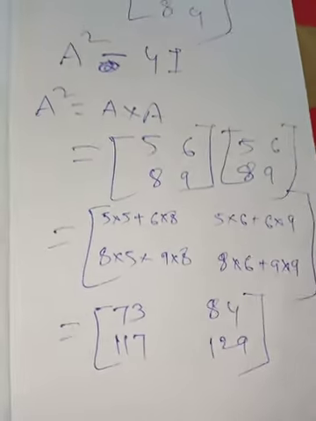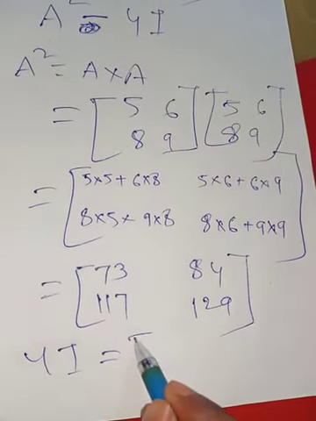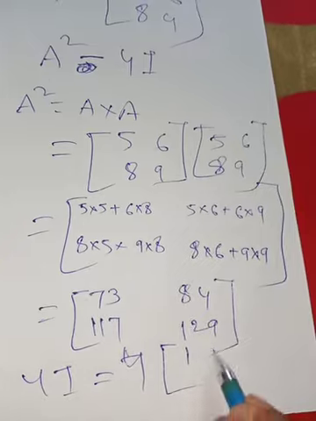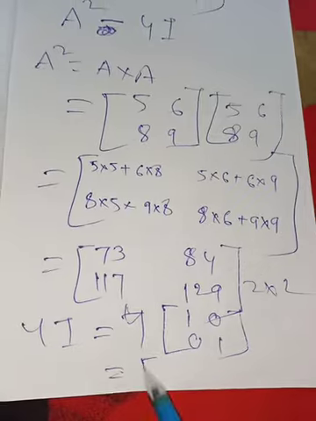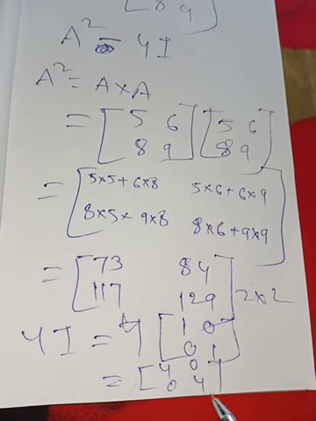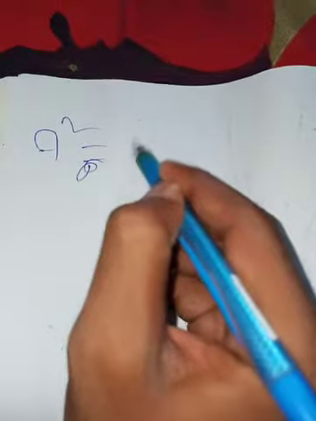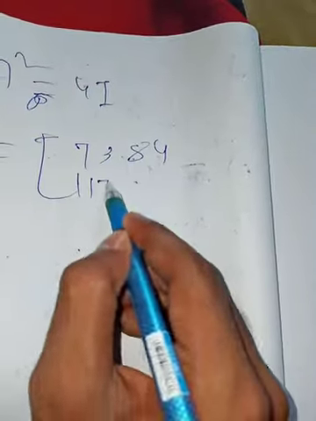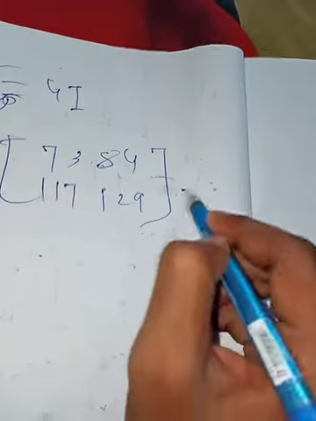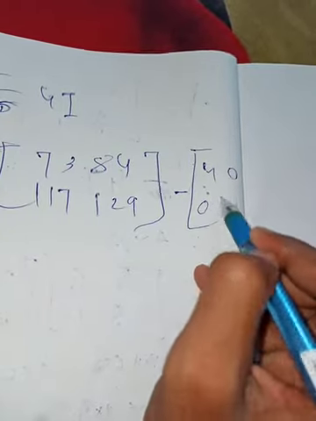So this is A square. Now 4i, that means 4 into I. You know I can write 1 0 0 1, because that is a 2 by 2 matrix. So you get 4 0 0 4. Now you have to subtract, A square minus 4i. A square, you got the result 73, 84, 117, 129. And here 4i, you got 4 0 0 4.